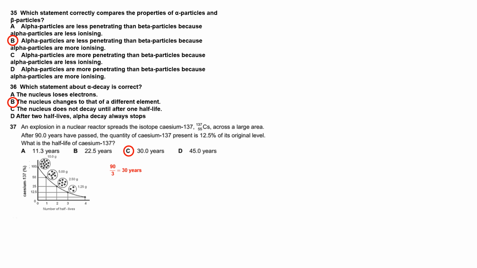Question 38. Which type of object rotates around the Sun with an elliptical orbit? Objects that rotate around the Sun in an elliptical orbit are planets, asteroids, and comets.